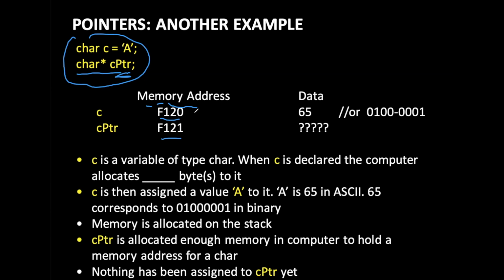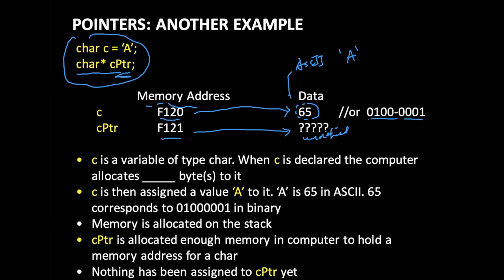Inside this memory address F120, we see a value of 65. 65 is the ASCII value of your character, capitalized A. In binary, this would be 0100-0001. C pointer, on the other hand, is what we call undefined. Therefore, we put question marks here. Undefined meaning at this memory location, there could be any data sitting inside of it. It could be 1, -2, 2000, 3000. We don't know what it is because we have not initialized it with a valid data value.